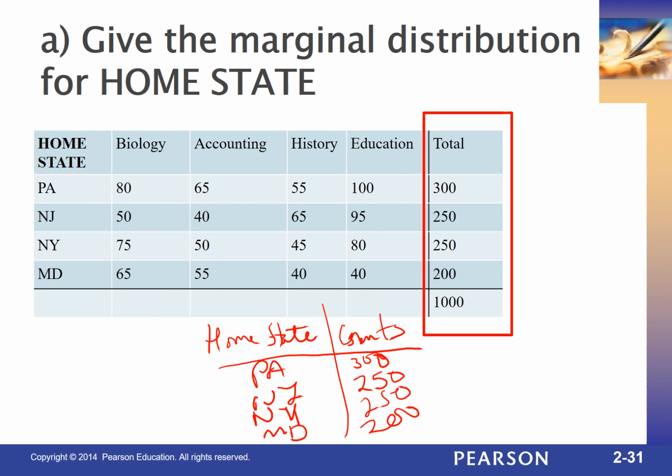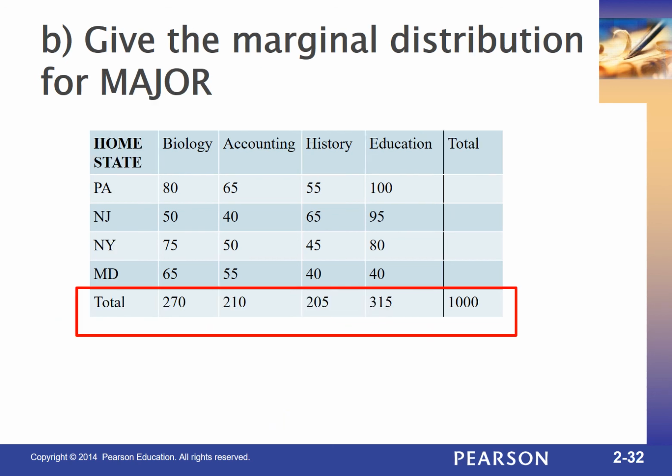Now let's do the marginal for major. If we were looking at the marginal for major, we only need the totals for major. We don't care about what state they're from. So we're going to be adding up down the columns. I would be looking at the totals for biology, accounting, history, and education. So I'd be using this as my table. To write it out, you would write it out similar to what I just did. You'd write biology 270, accounting 210, history 205, and then education 215. So that's how you obtain marginals. They're literally on the margins, on the edges, using the totals on a table.